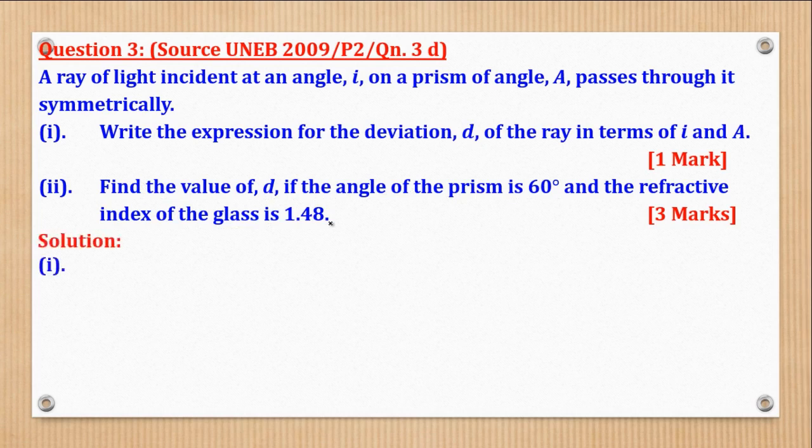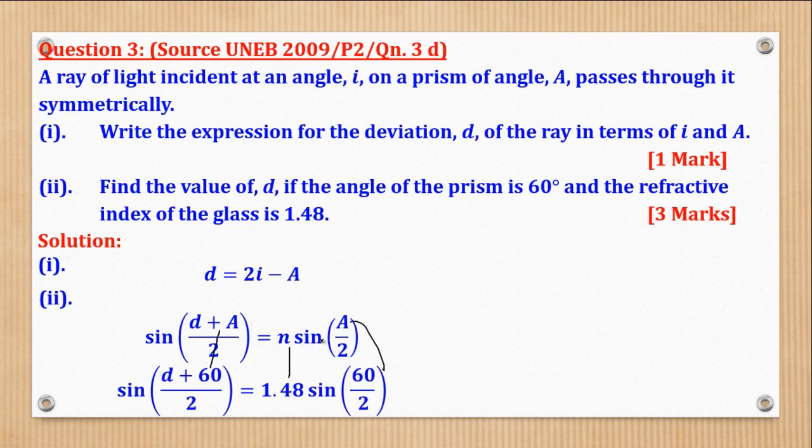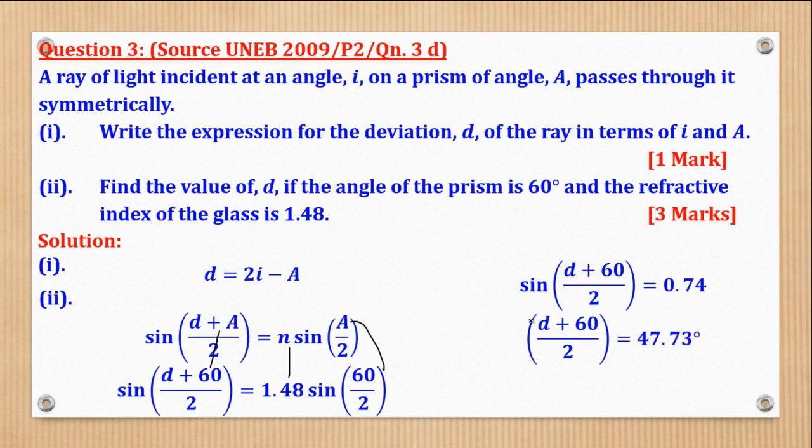So first we shall state the expression, D will be equal to 2i minus A, I think you remember that. Then for Roman 2, the value of D, we shall remember the formula that sine of (D plus A) over 2 is equal to n sine A. Then we shall substitute for A and for n, and remain with D as the only unknown. So arc sine 0.74 gives you that. Then multiply, take this to this side to give you that, and take this to this side to give you D as that. And that is what they wanted.